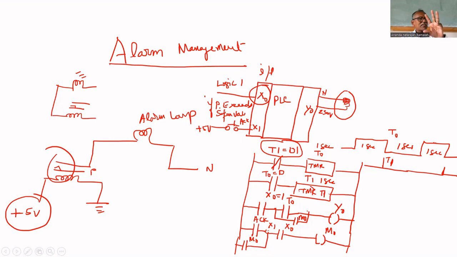Suppose the pressure came within the limit, X0 will be 0. X0 being 0 means Y0 becomes 0 because X0 is in series. Here also X0 is in series, so the acknowledge is also gone, the blinking is gone, and the lamp is turned off. That's all. This is called alarm management, which we will check by using simulation.